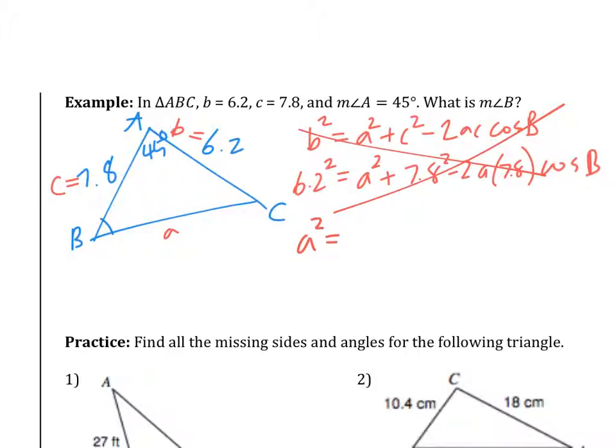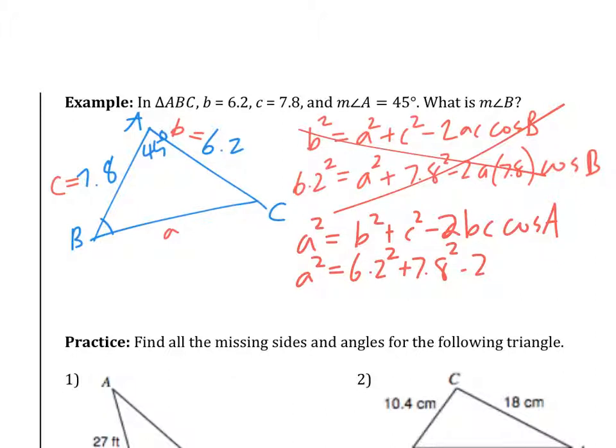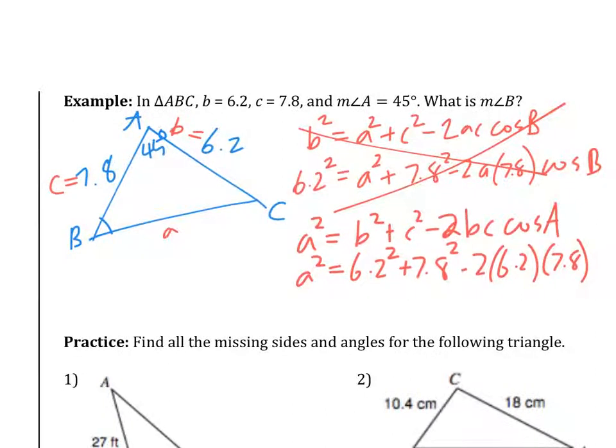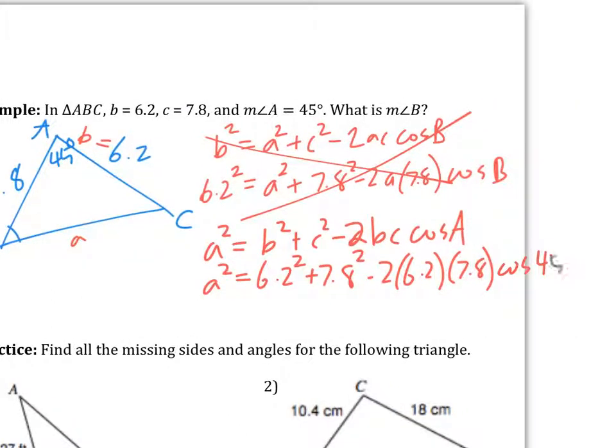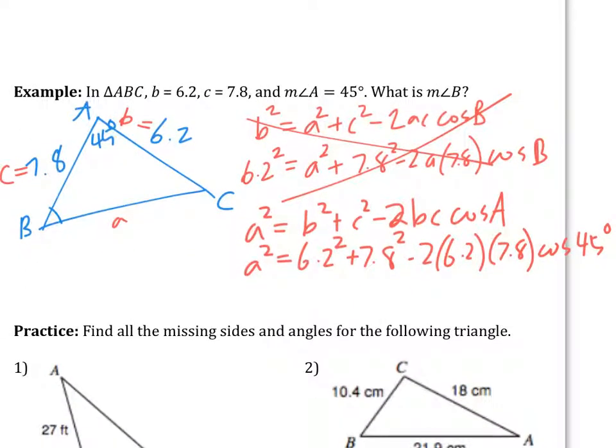Okay, A squared is equal to B squared plus C squared minus 2BC cosine A. I was like, I can't solve this. Yes, you're right. A squared is equal to 6.2 squared plus 7.8 squared minus 2 times 6.2 times 7.8 cosine 45. Okay, so find A first. And then do the same thing again, and then you're going to find B using the B formula.